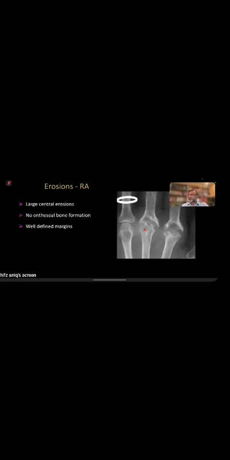So erosions are periarticular and no periosteal reaction. Of course, this is easy. Big erosions, central erosions, but look at that. Margins are still sharp. No fluffiness. This is very typical of rheumatoid arthritis.